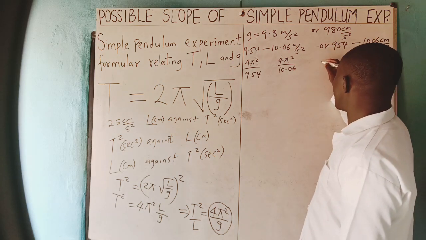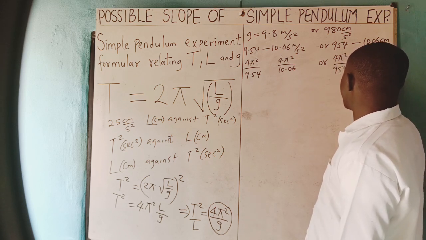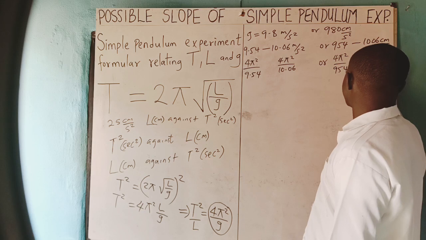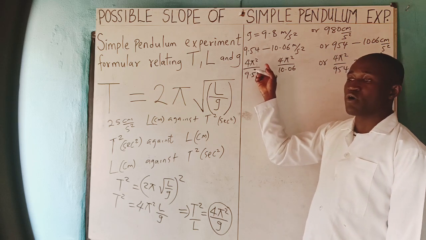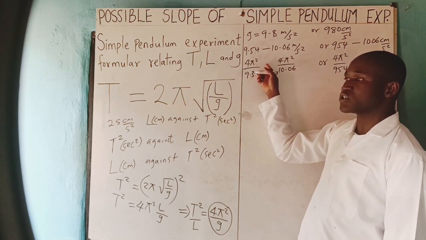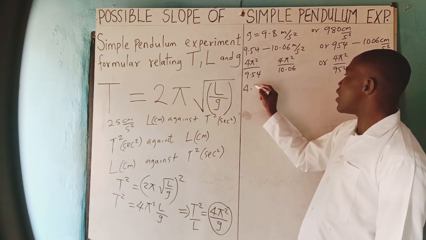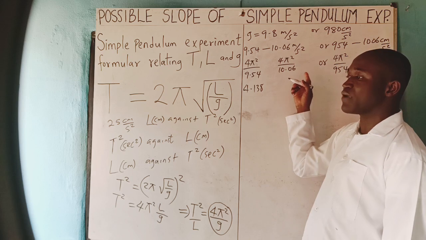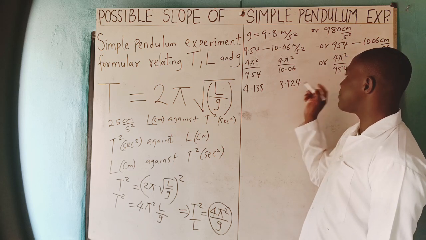And for this one, we will say it is 4 pi squared all over 954. Then for this one, we also say 4 pi squared all over 1006. That is in centimeter per second square. Now, if you do 4 pi squared all over 9.54, you'll be getting 4.138. Then, if you do 4 pi squared all over 10.06, you'll be getting 3.924. Both are in meter per second square.